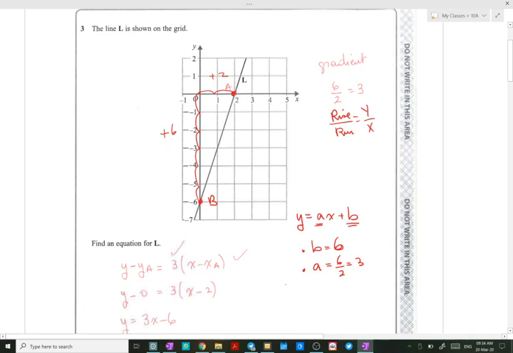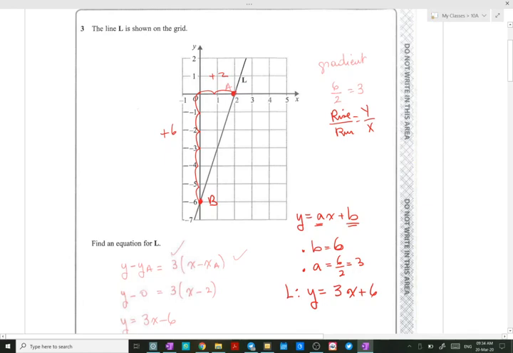So the equation of line L is y equals 3x plus 6.